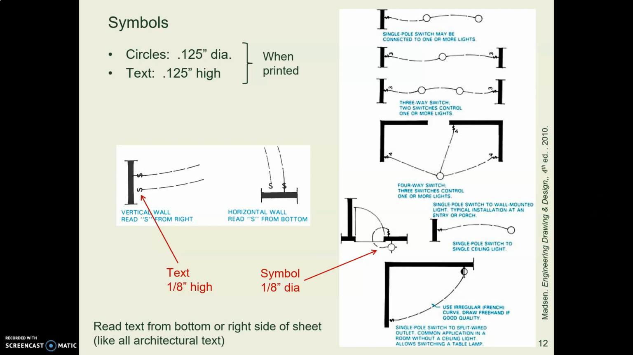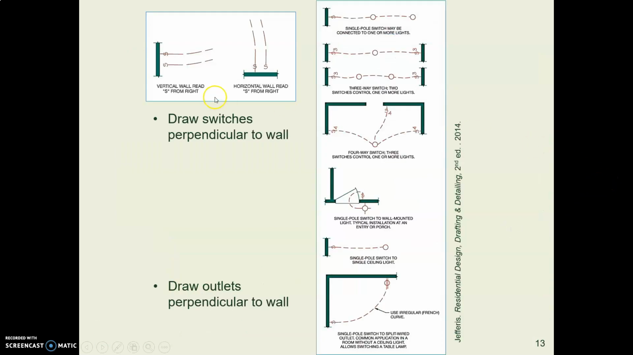This 1/8 inch size keeps showing up all over the place when we do drawings. So here it is again. These circles that represent fixtures are supposed to be 1/8 of an inch in diameter when printed. And the text, like the letter S for switch, is supposed to be 1/8 of an inch high when printed. And you draw these symbols perpendicular to the wall. So here, in this picture at the top, is a symbol for a switch where the letter S and the line through it is at right angles to the wall.